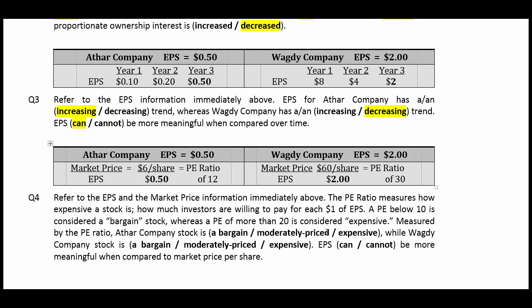Now, here we go. We have what we call the PE ratio. The PE ratio is calculated, you can remember PE, price earnings ratio.